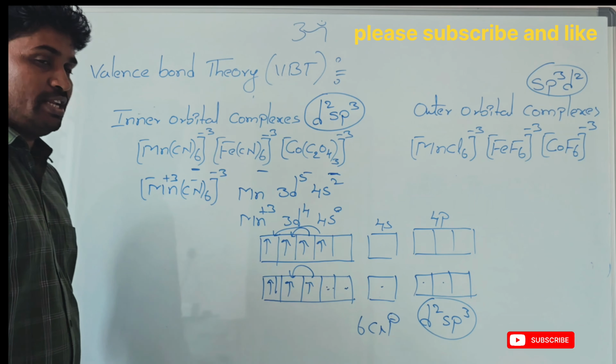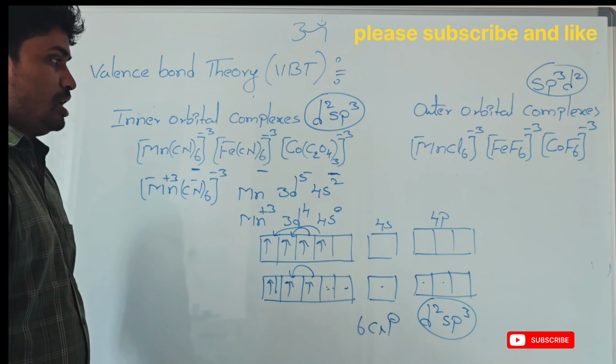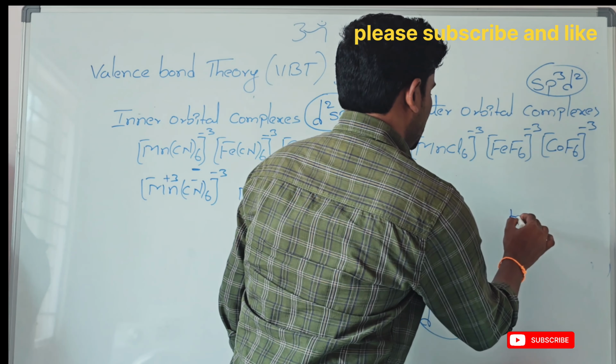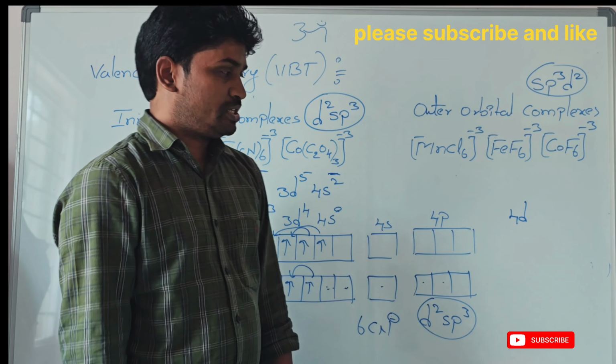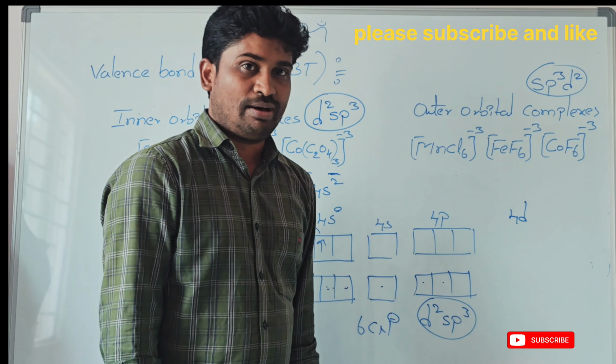So the magnetic behavior is diamagnetic because electron pairing takes place. Beside the 4s and 4p, what is present in the fourth shell? 4d is present. If the 4d orbital is utilized in hybridization, that is an outer orbital complex.